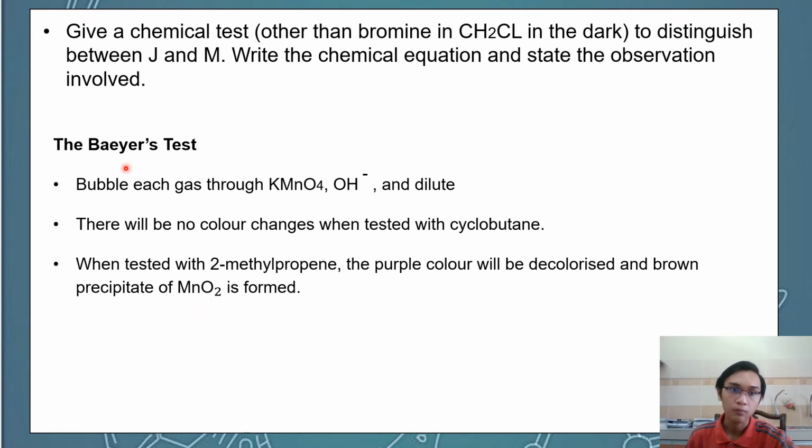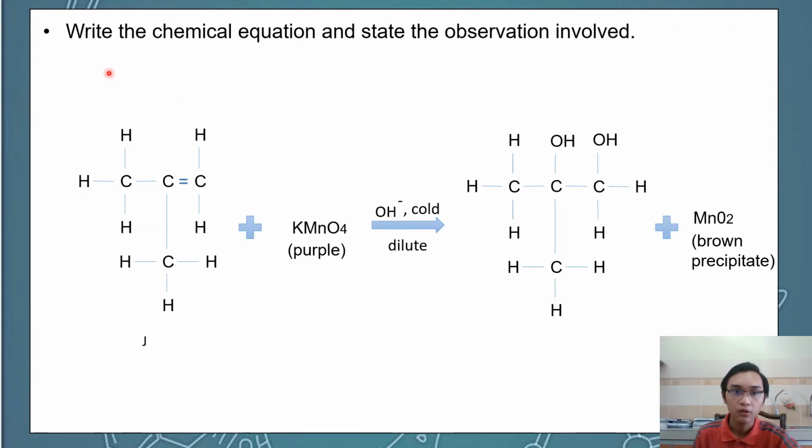MnO2 is formed. Here is another question. Write the chemical equation and state the observation involved. Right here we have the J structure, which is 2-methylpropene, reacting with KMnO4, which is a purple solution, to form a compound which is 2-methylpropane-1,2-diol and MnO2, which is a brown precipitate. So the observation here is the purple color turns to colorless and a brown precipitate is formed, which is MnO2.